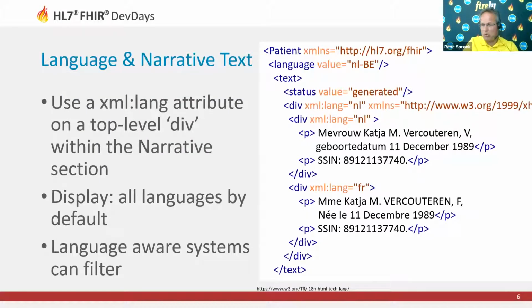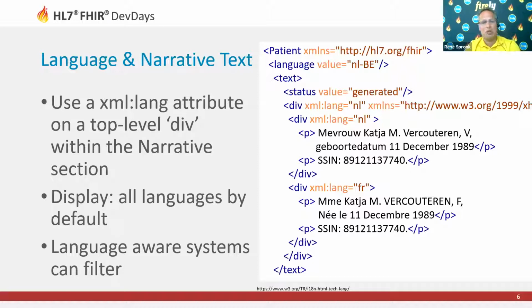Now it gets a bit more tricky. There's a lot of tricky aspects here, but we start with the simple stuff. So narrative text. All resources, as you know, should have narrative text. It's not a shall, but a should, and that means you have to have a very good reason not to have narrative, and document that reason. But what if you have narrative in a specific language, or you want narrative to be present in multiple languages?